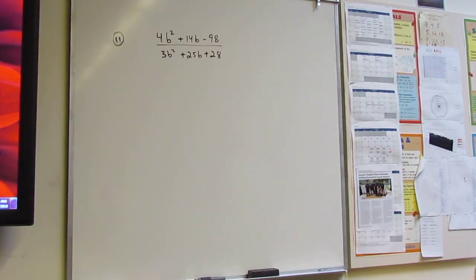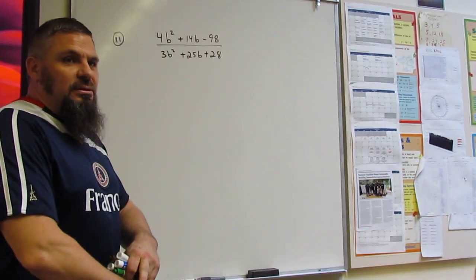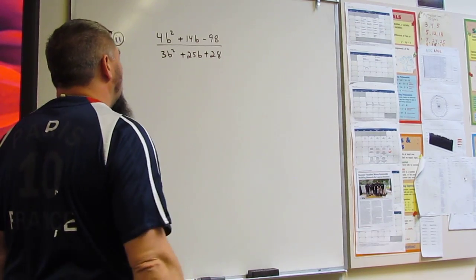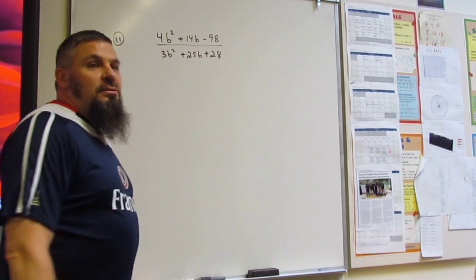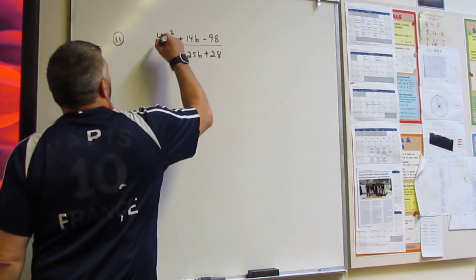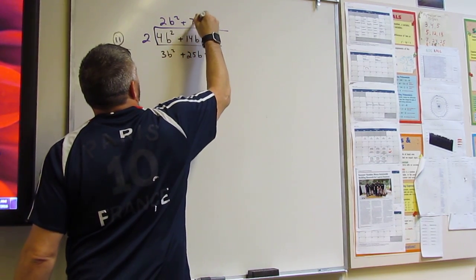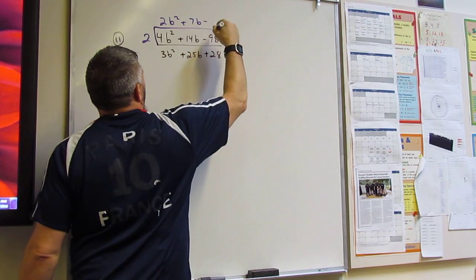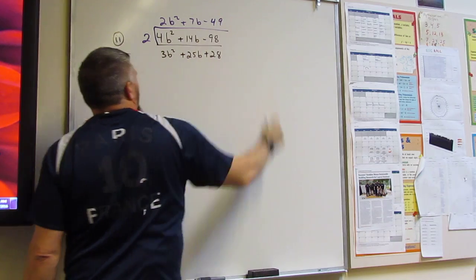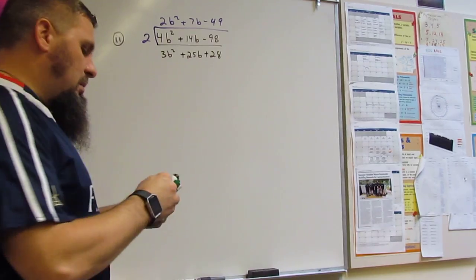We're good? Alright, so what should I do to this? Number 11. Do you see it? Pull out a 4? Just kidding. Can't, because 4 won't come out of 14. It's a 2. 2b squared plus 7b minus 49, right?